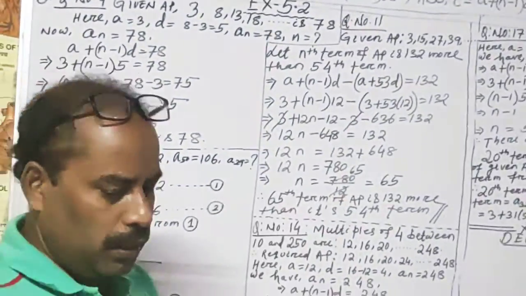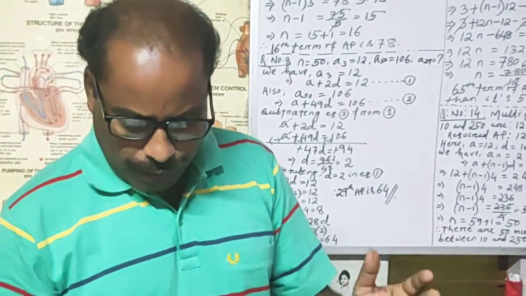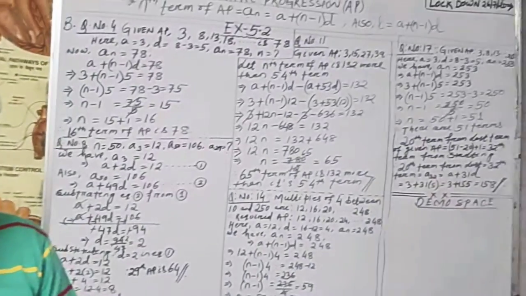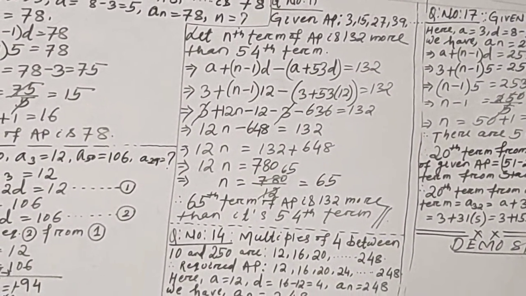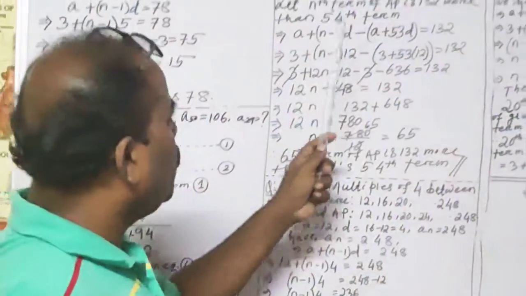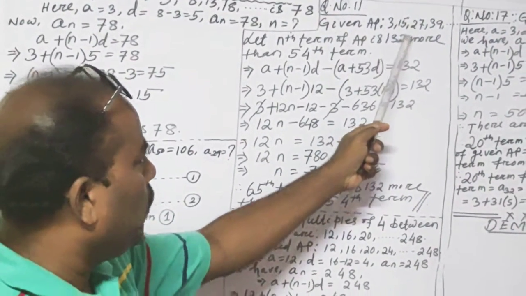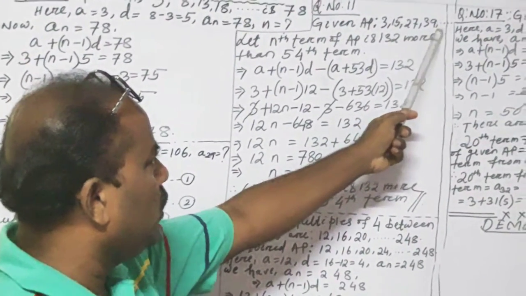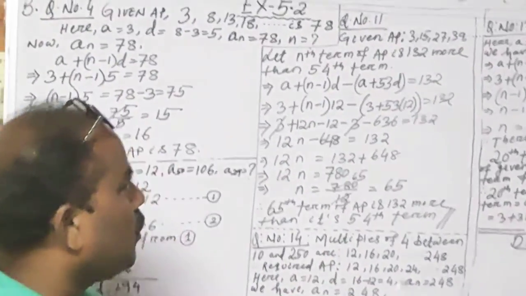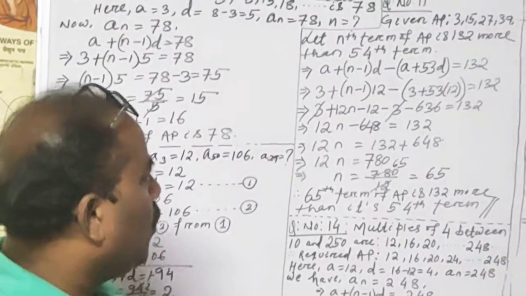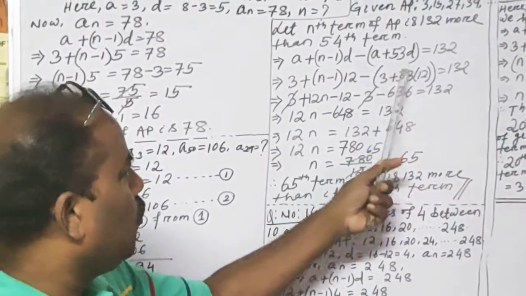Then we will come to question number 11. Question number 11 in your book says: which term of the AP 3, 15, 27, 39 will be 132 more than its 54th term? This is your question. From the question, this is the given AP, 3, 15, 27, 39, and so on. The question asks which term of the AP will be 132 more than the 54th term.